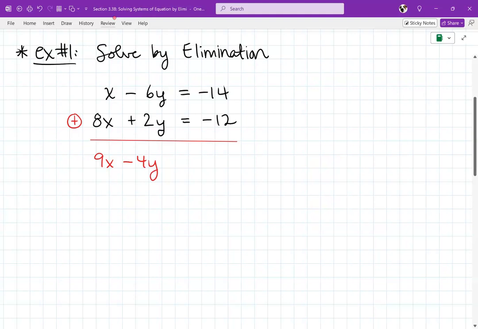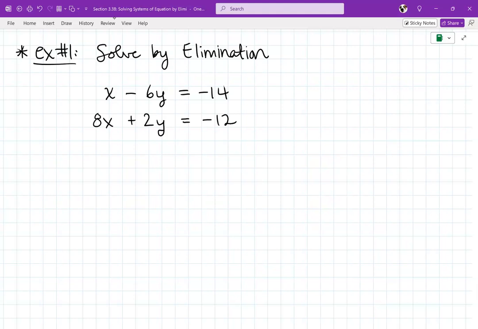So notice, I failed in what I need to do. I need to eliminate something, but nothing happened, right? So that means that addition doesn't work. So then what I'm going to try is subtraction. 1 minus 8 is negative 7x, and negative 6 minus 2y is negative 8y. So again, I tried a different technique, subtraction, and I still didn't get elimination, right? Again, this is called elimination. The point is something has to go away. So since none of that worked, then I'm stuck.